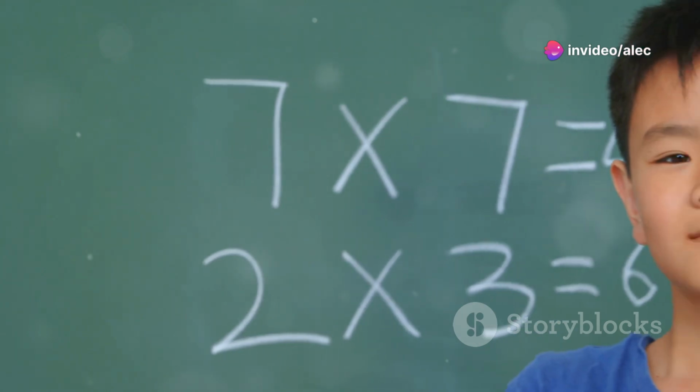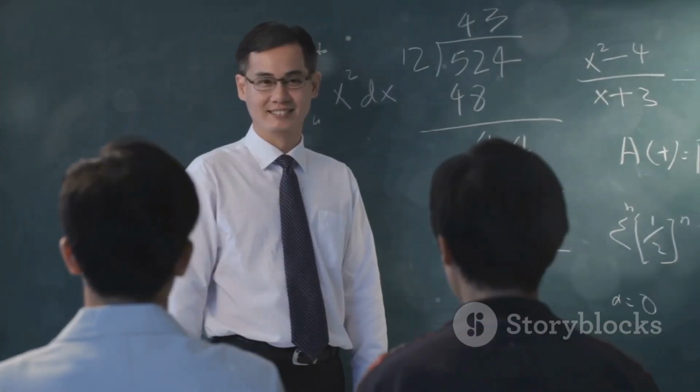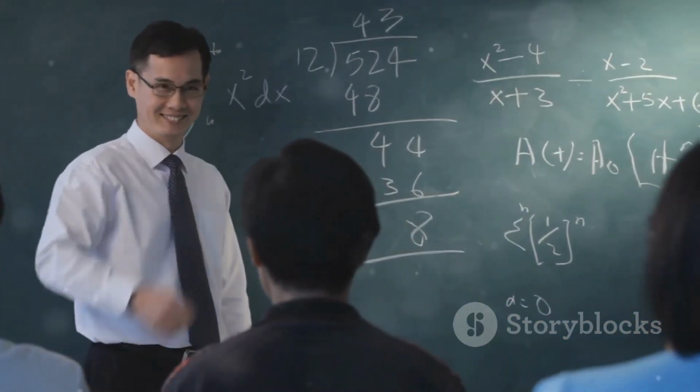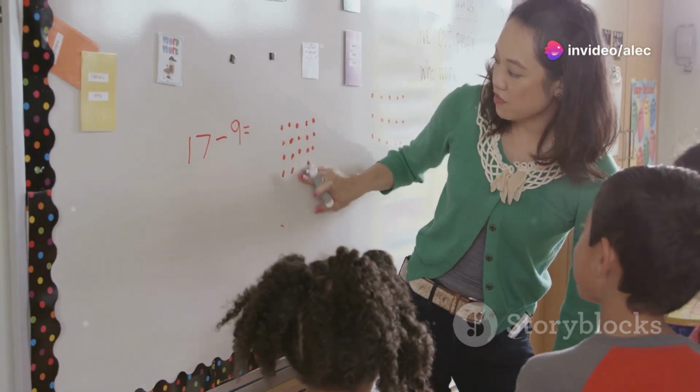To convert an improper fraction to a mixed number, divide the numerator by the denominator. For 7/4, 7 divided by 4 is 1 with a remainder of 3. So it's 1 3/4. Finally, how do you tell which fraction is the biggest?